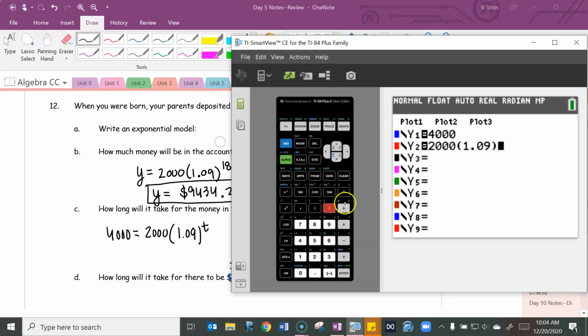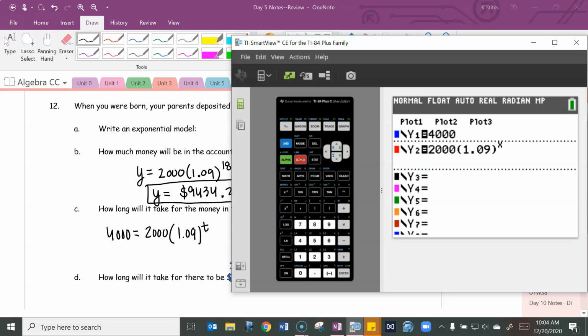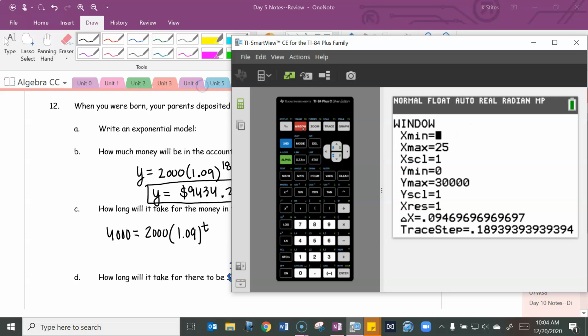1.09 to the x power. Okay, we will have to change our window. We want our y max to be something a little bigger than the biggest number in our problem. So the biggest number in our problem here is 4,000. So I'm going to go with like a 5,000. And graph.